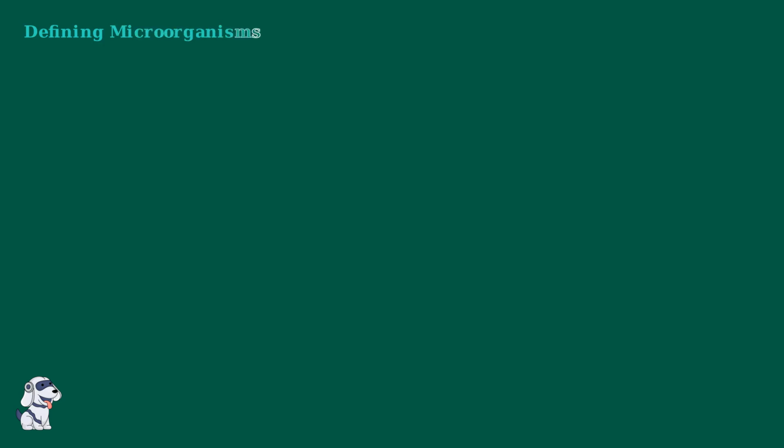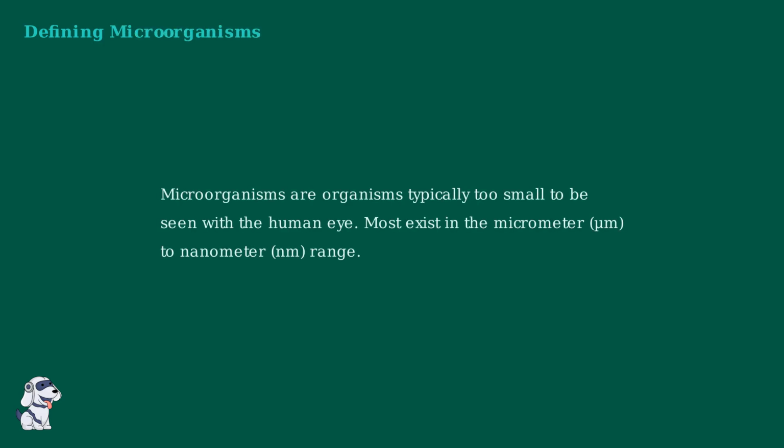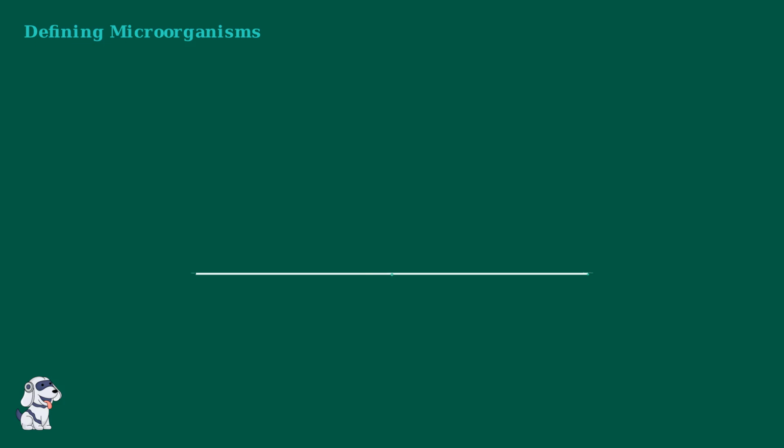Microorganisms are organisms typically too small to be seen with the human eye. Most exist in the micrometer or nanometer range. While the human eye can resolve objects down to about 100 micrometers, most microbes are significantly smaller. Bacteria typically measure around 1 micrometer, while viruses are much smaller, measured in nanometers.